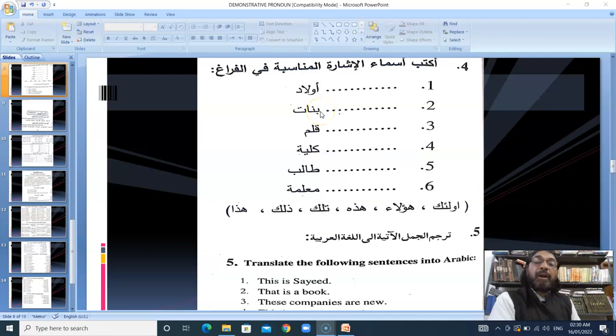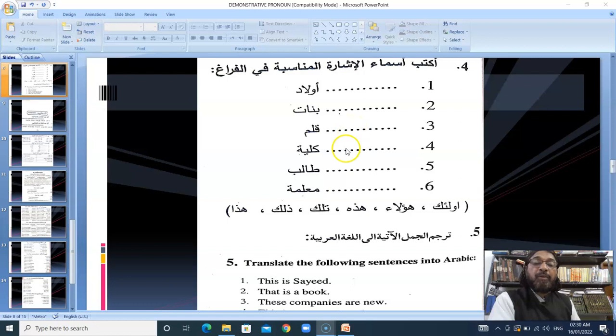Okay, banatun, girls. We can say haulai banatun. You can fill haulai here, haulai banatun, these are girls. Then hazihi is for feminine, qalamun is masculine. We can't say hazihi. So tilka is also for feminine gender. We can't say tilka qalamun. So we have to use zalika. Zalika qalamun, that is a pen.